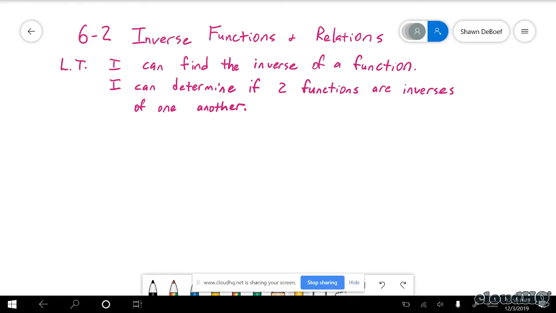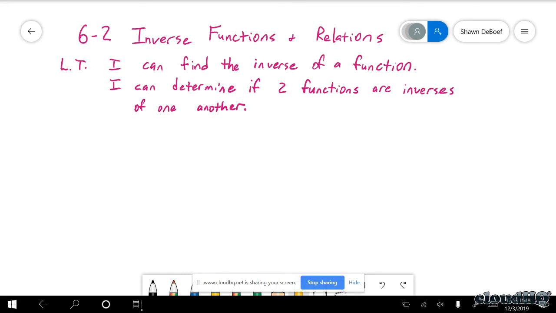All right, so section 6.2, we're going to talk about inverse functions and relations. So learning targets: I can find the inverse of a function, and I can determine if two functions are inverses of one another. So what I'm going to do is start with the relation.